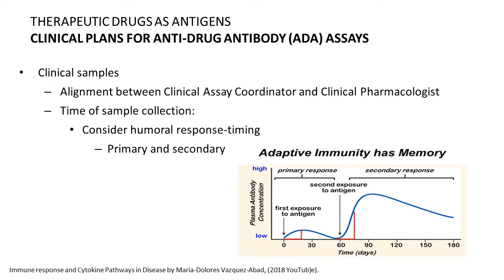So in other words, if your titer is 1 at the maximum level of the primary response, in a secondary response it goes way higher than 2, probably even higher than 3 at the maximum time, but by the same amount of time after the drug administration.